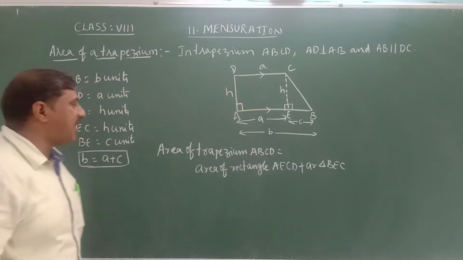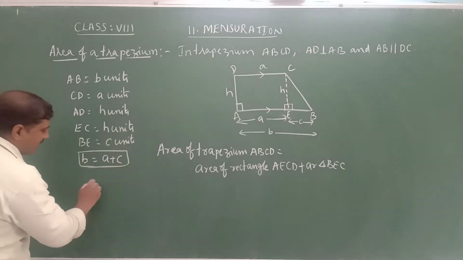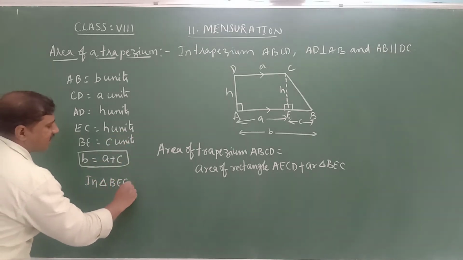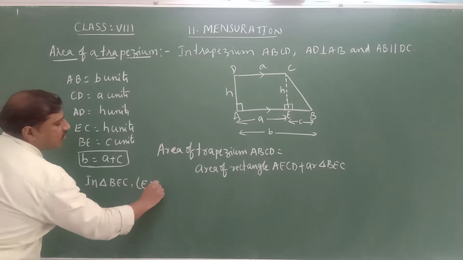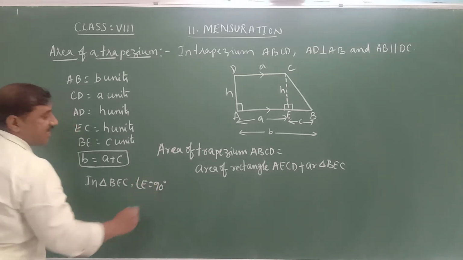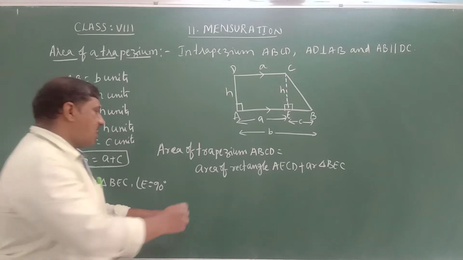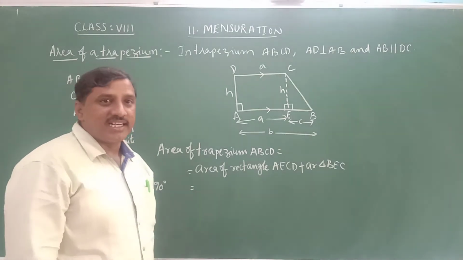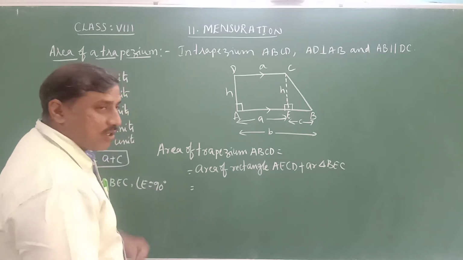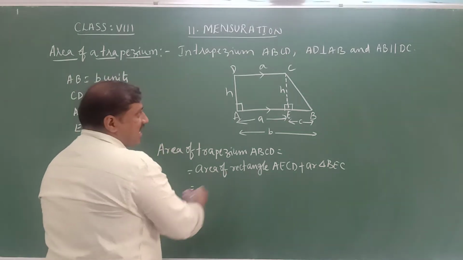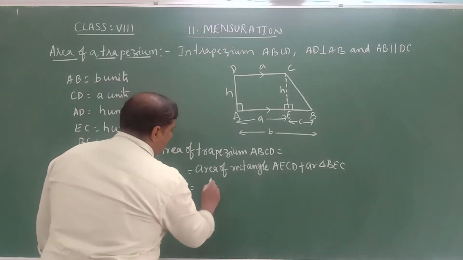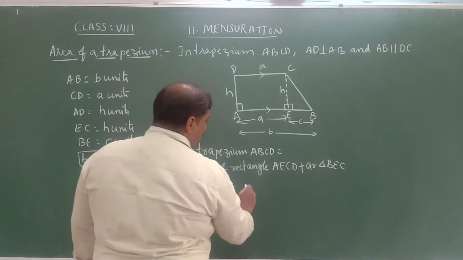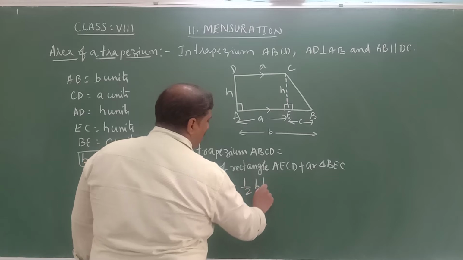Area of triangle BEC. What is there here? In triangle BEC, angle E is equal to 90 degrees. That is, it is a right angle triangle. Now what is the formula to find area of a rectangle? It is length into breadth. The general formula to find area of a rectangle is length into breadth, plus area of triangle is equal to half into base into height.